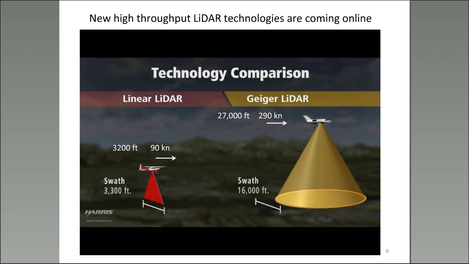This work is highly dependent on use of LiDAR, which is a rapidly developing technology. Most of the LiDAR that is available today was collected using small planes that are flown at low altitude, whereas the up-and-coming technologies will allow much higher throughput of LiDAR data. So LiDAR data quality and quantity is likely to increase rapidly in the coming years.